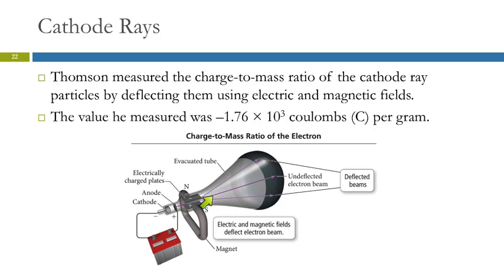And so by looking at the amount of deflection and the strength of the electric and magnetic fields, he was able to measure the charge to mass ratio of the particles. He couldn't measure the charge of them, he couldn't measure the mass of them, but he could measure the ratio of charge to mass. And he found that that was negative 1.76 times 10 to the third coulombs per gram of particles.